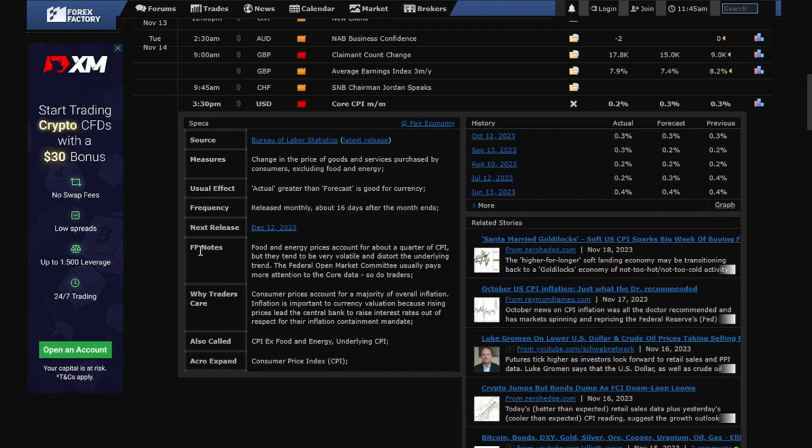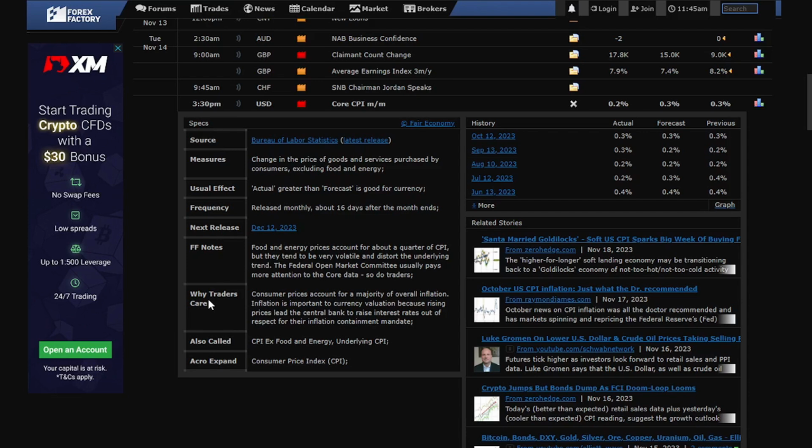So now FF notes food and energy prices account for about a quarter of CPI, but they tend to be very volatile and distort the underlying trend. The Federal Open Market Committee usually pays more attention to the core data. So do traders. Why do traders care? Why do we care about this core CPI?